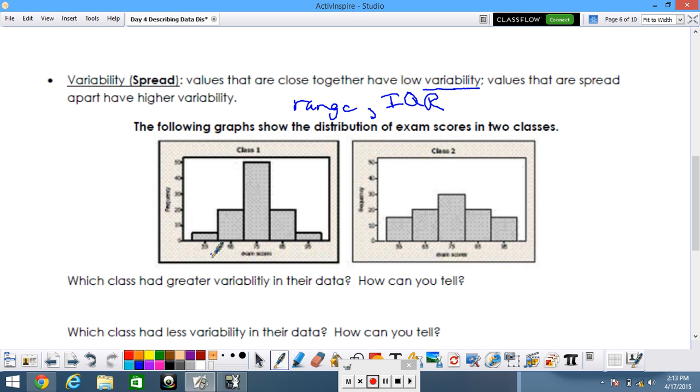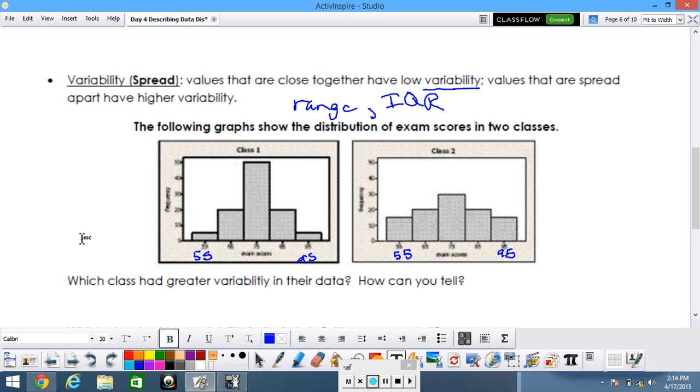So I know it's hard to read this, but it says which class had greater variability in their data. Class 1 has from 55 to, I think that's 95. Yeah, and then this is 55, and then this is 95. I noticed that class 1 has a lot of people in the middle and only a couple people on each side. So who has greater variability? Class 2.